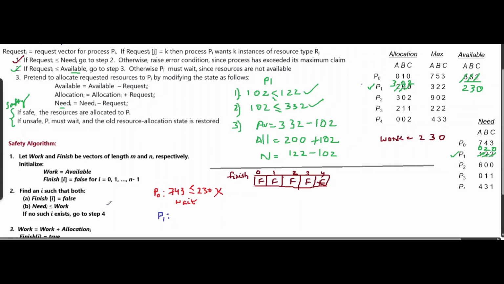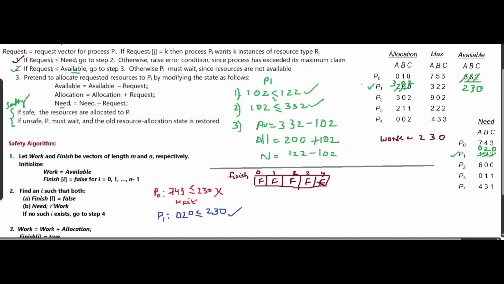Now the P1 process, its Finish value is false, obviously. What is the Need of P1? Need of P1 is 0 2 0. So 0 2 0 is less than or equal to Work. What is Work? 2 3 0. Check here: 0 is less, 2 is less than 3. So it is done. It is true.